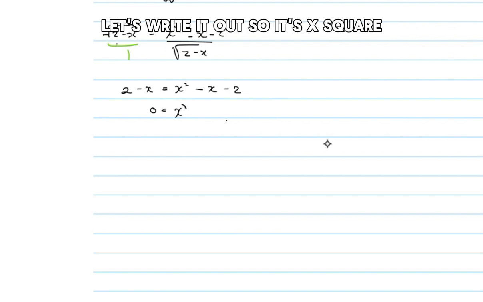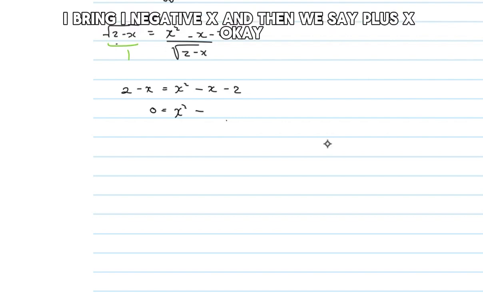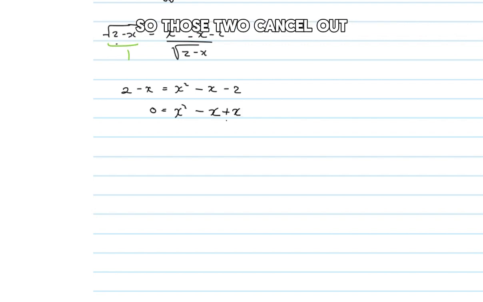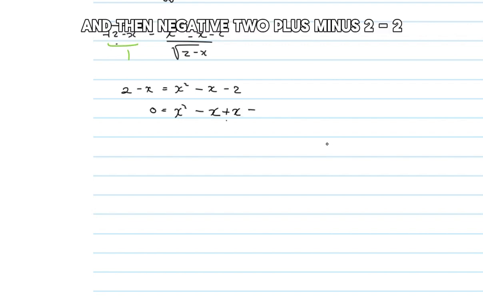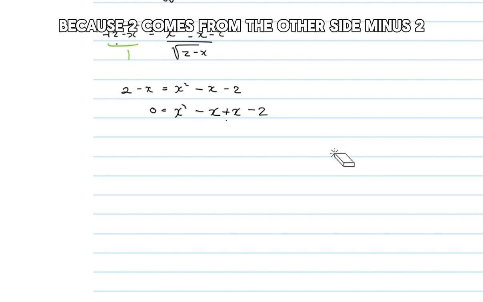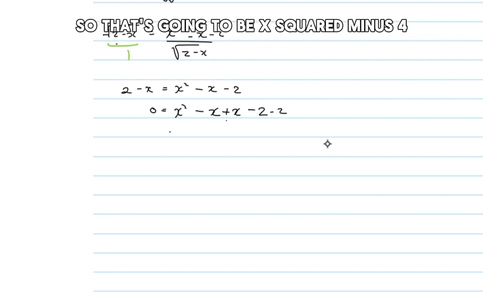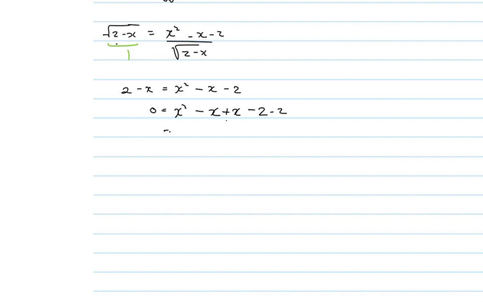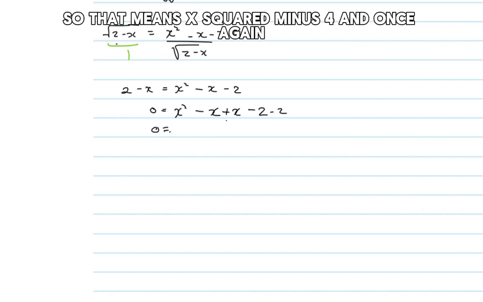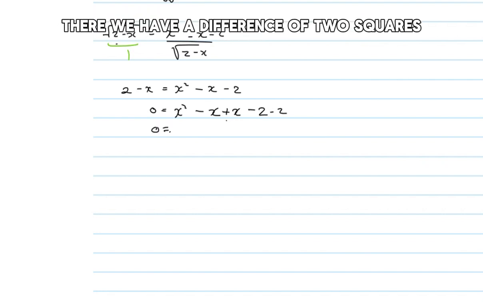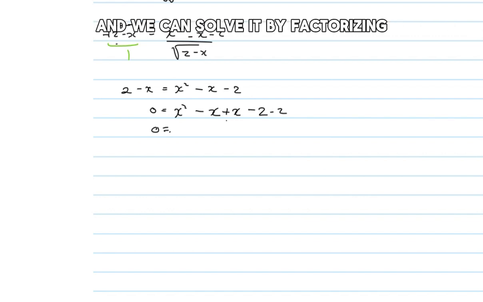So it's x squared, I have negative x, and then we say plus x. Okay, so those two cancel out. And then negative 2 plus minus 2. Minus 2 because 2 comes from the other side. Minus 2. So that's going to be x squared minus 4. So that means x squared minus 4. And once again there we have a difference of 2 squares. And we can solve it by factorizing that difference of 2 squares.